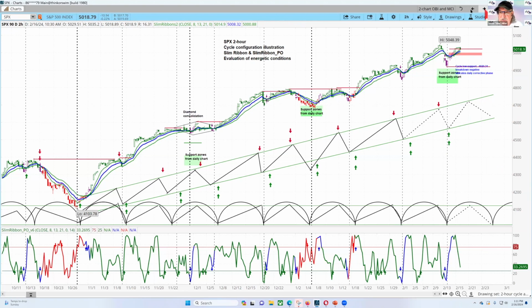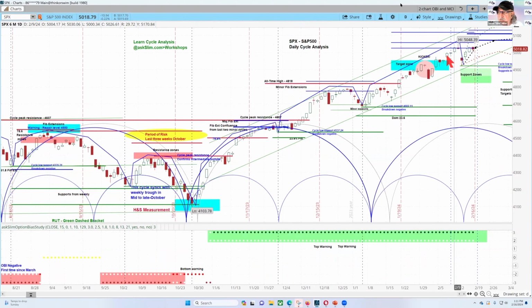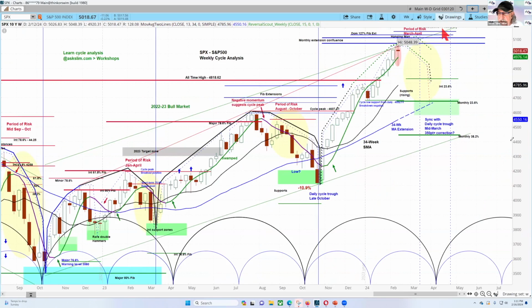The 2-hour chart giving me information about the daily chart that you see there, and the daily chart over here giving me information about the weekly chart. So we work back and forth in time frames, the weekly giving us the most dominant information, then the daily, then the intraday. But when the intraday starts to give us information, we work back in the other direction. This is very advanced cycle analysis.